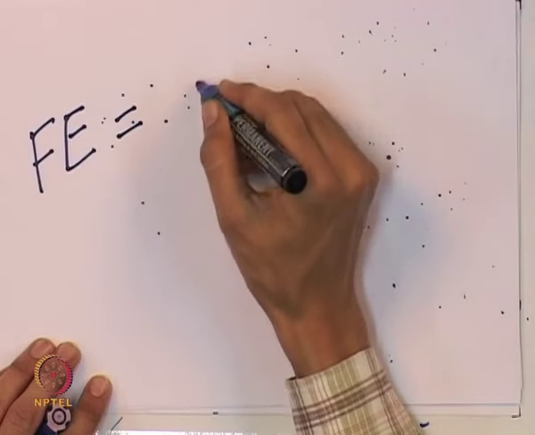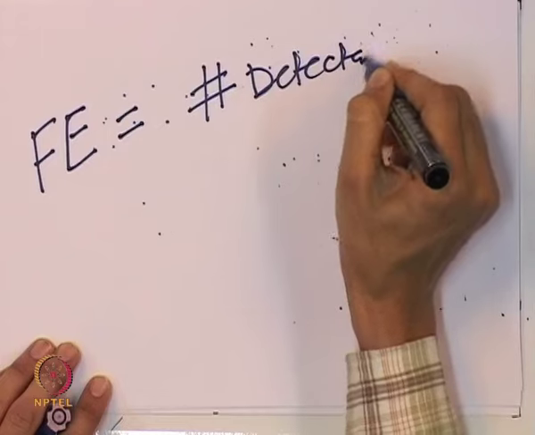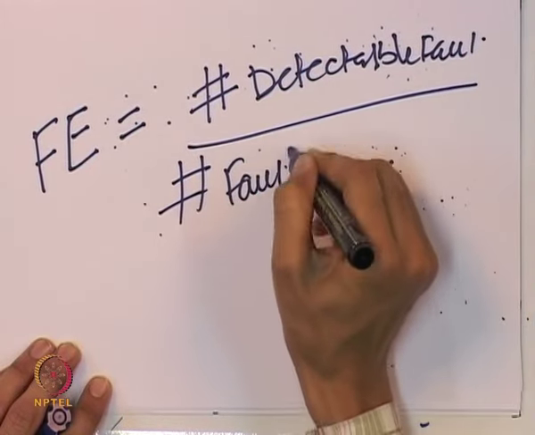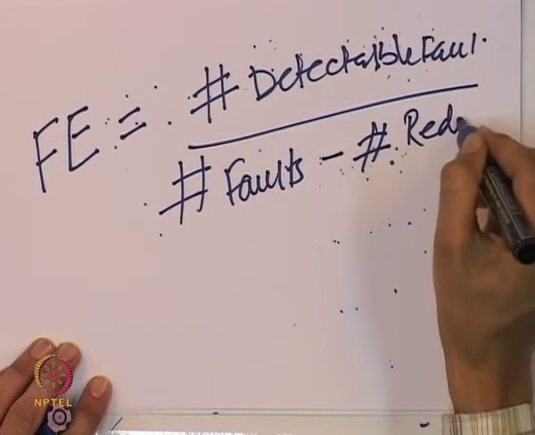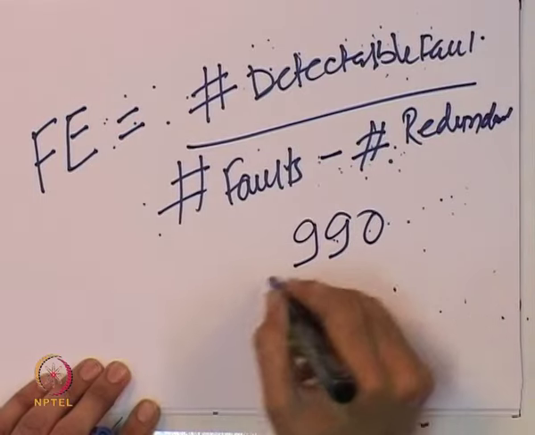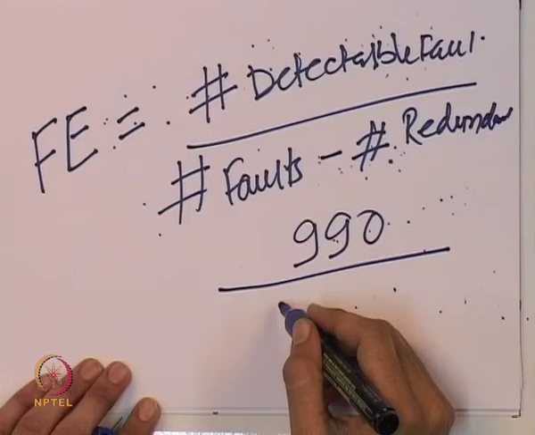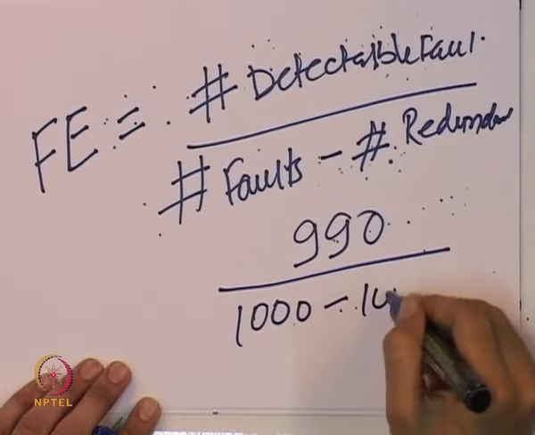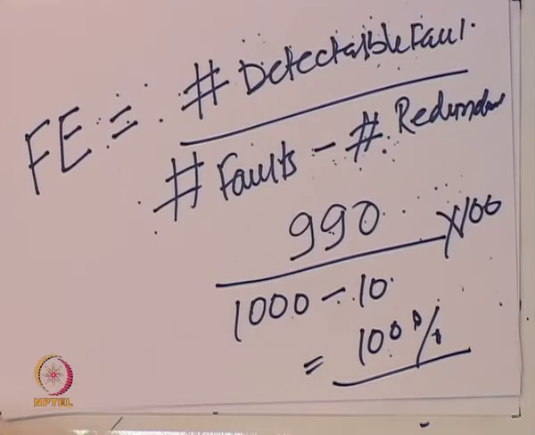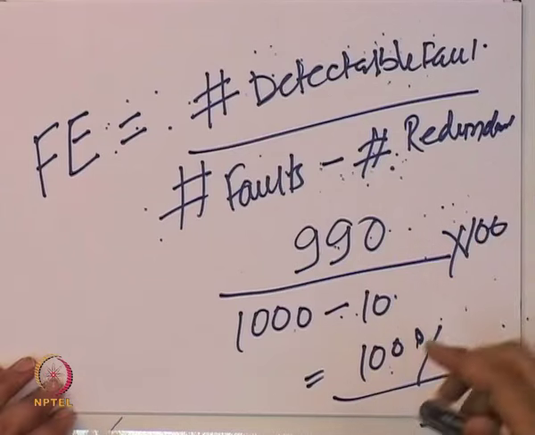fault efficiency. Fault efficiency is defined as the total number of detectable faults divided by the total number of faults minus the total number of redundant faults, those you identify as redundant. In this example, 990 faults are detectable and 10 faults are identified as redundant. So this is 990 divided by 1000 minus 10, multiplied by 100, which gives you 100% fault efficiency. That means we are able to detect all the faults which may cause malfunctioning of the circuit. And this Boolean difference method, or algebraic method, can always guarantee 100% fault efficiency.